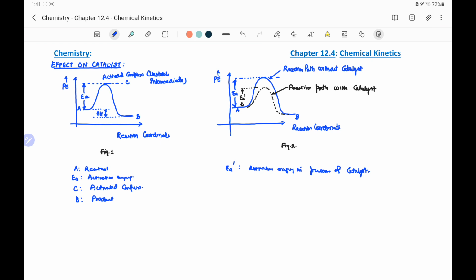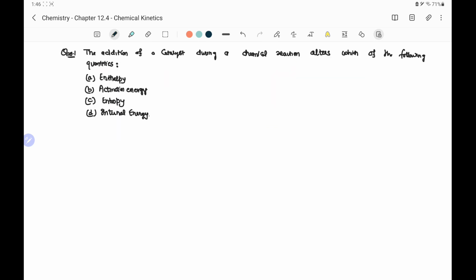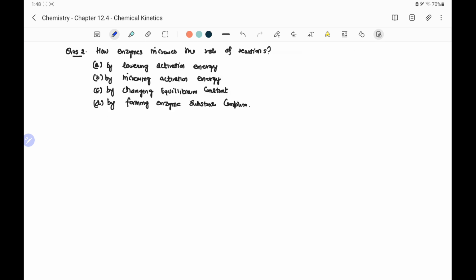Let's take some problems. First question is, the addition of a catalyst during a chemical reaction alters which of the following quantities? I have discussed earlier that addition of the catalyst changes the activation energy, so option B is the correct option. Second question is, how do enzymes increase the rate of reaction? By lowering the activation energy, by increasing the activation energy, by changing the equilibrium constant, or by forming the enzyme substrate complex. We know that enzymes are catalysts, and in presence of a catalyst, the rate of the reaction is increased by lowering the activation energy. So option A is the correct option.